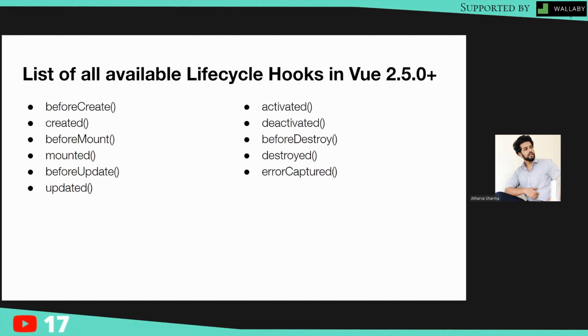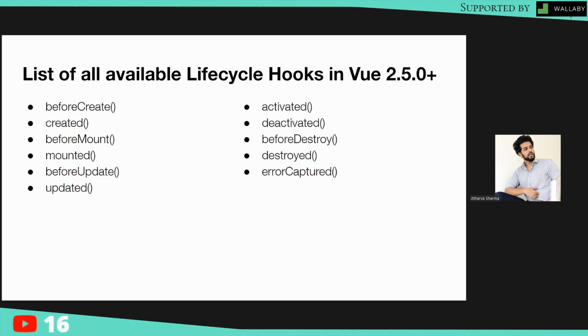Now, we have talked about that in the diagram, that we have certain hooks: before create, created, before mount, mounted, before update, updated, before destroy, destroyed. And then we have three other special hooks: activated, deactivated, and error captured. We'll talk about all these hooks one by one.